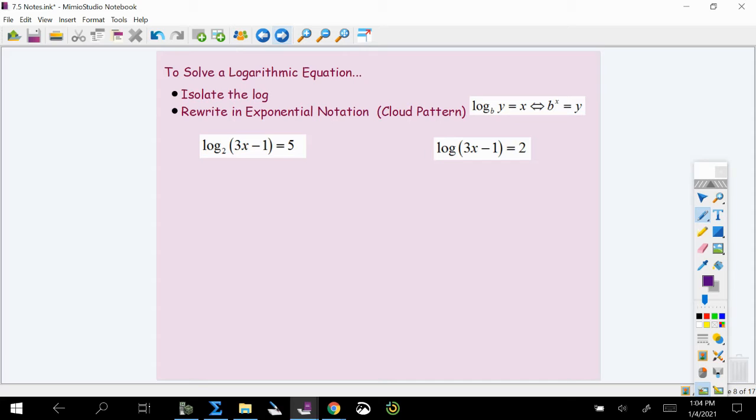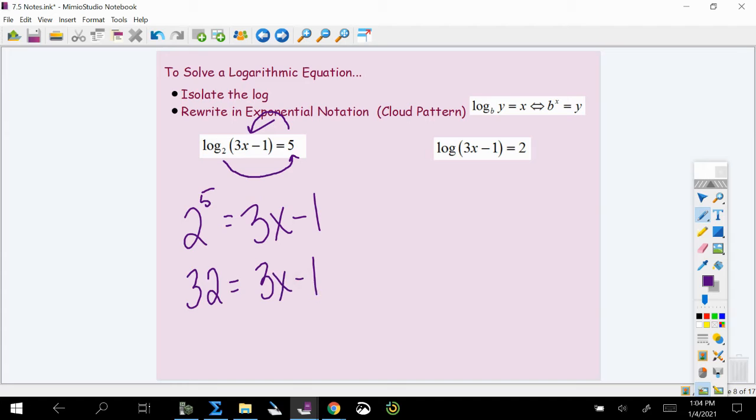So for this first one, the log is already isolated. Everything on the left side is connected to that log. So we're going to do that cloud pattern, which is 2 to the 5th power equals 3x minus 1. The exponent piece, you might need a calculator. 2 to the 5th power is 32. And then you're left again with something really easy to solve. Should be like a basic linear equation. Divide both sides by 3 to get your answer.